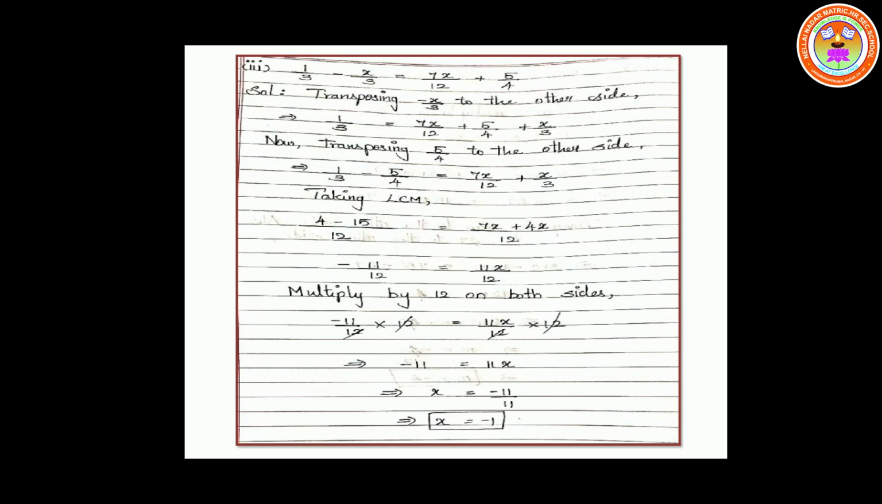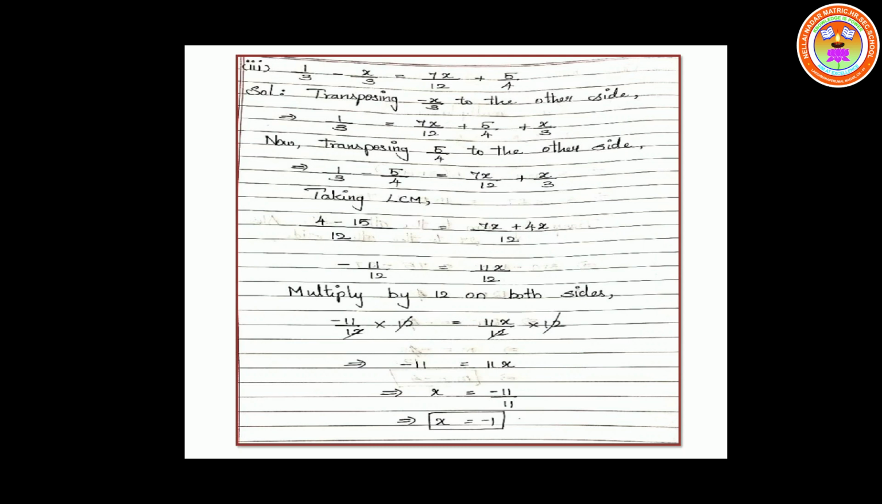So what I've done is I've taken the variables on the right hand side and the constant on my left hand side. Now here both the sides I'm going to take LCM. So 1/3 - 5/4, what is the LCM of 3 and 4? It is 12. So your numerator will become 4 - 15 and denominator is 12. In my right hand side, same 12 and 3 is there, so the LCM becomes 12, and you have the numerator as 7x + 4x.